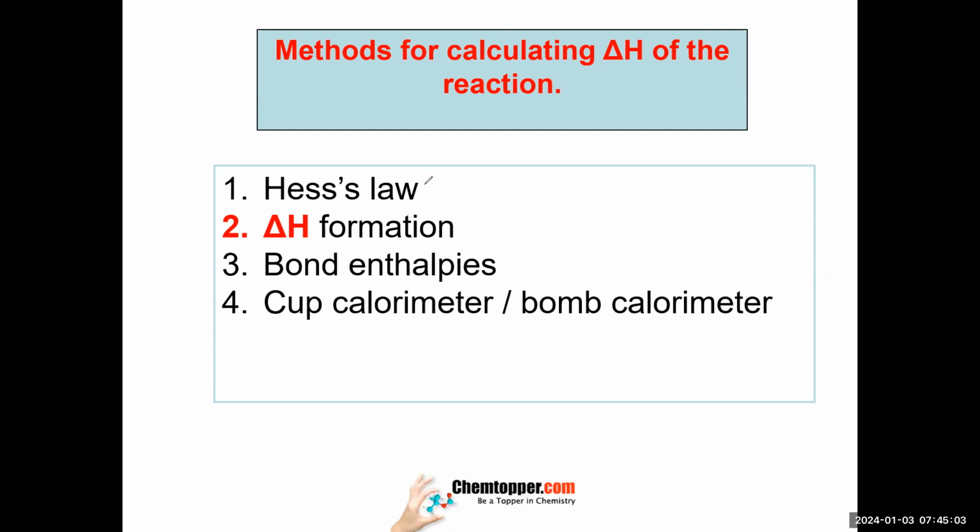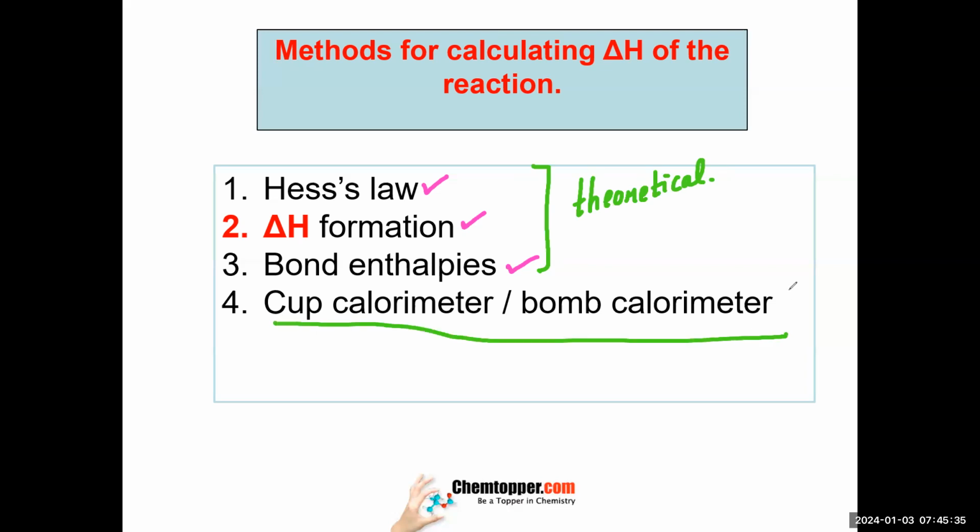One is Hess's law. Born-Haber cycle is based on Hess's law. Second is delta H formation, third is bond enthalpies, and then cup calorimeter and bomb calorimeter. These three methods are theoretical. Theoretical means values will be given to you. You will use an equation and solve for delta H of the reaction. But this method is completely experimental.